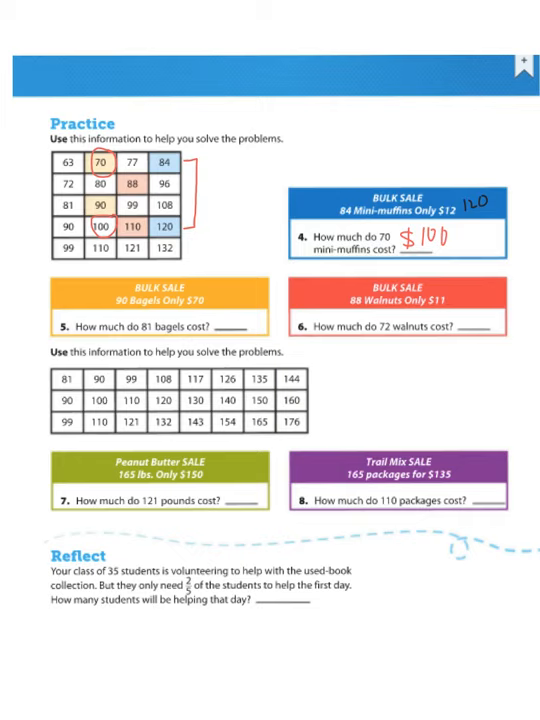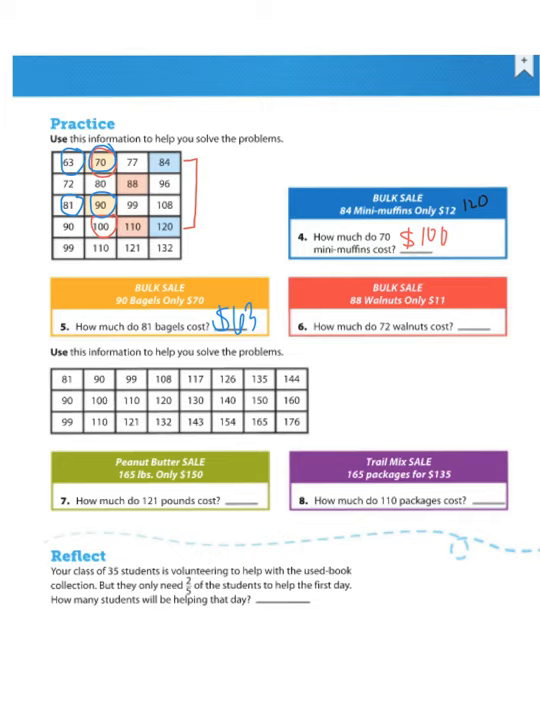On number 5, we're going to follow the orange. It says 90 bagels for only $70. So we have 90 bagels, and we're going to use the 70 again for $70. So they just skipped one. So the pattern is just skipping one. And the question says, how much does 81 bagels cost? So here's my 81. I'm going to skip one. And I would land on 63. So 81 bagels cost $63.